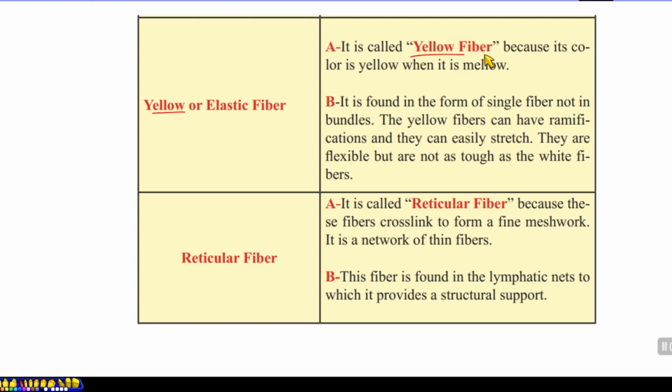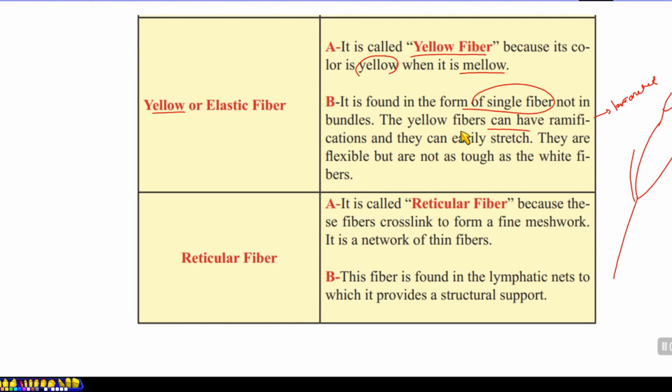Yellow or elastic fibers are called yellow fibers because they are yellow in color when they are matured and observed under the microscope. They are found in the form of single fibers, while we said the white fibers make bundles. They may have ramification, which means they are branched, and one fiber may divide into two or more fibers. We call it ramification. But in white fibers there is no ramification or branching.